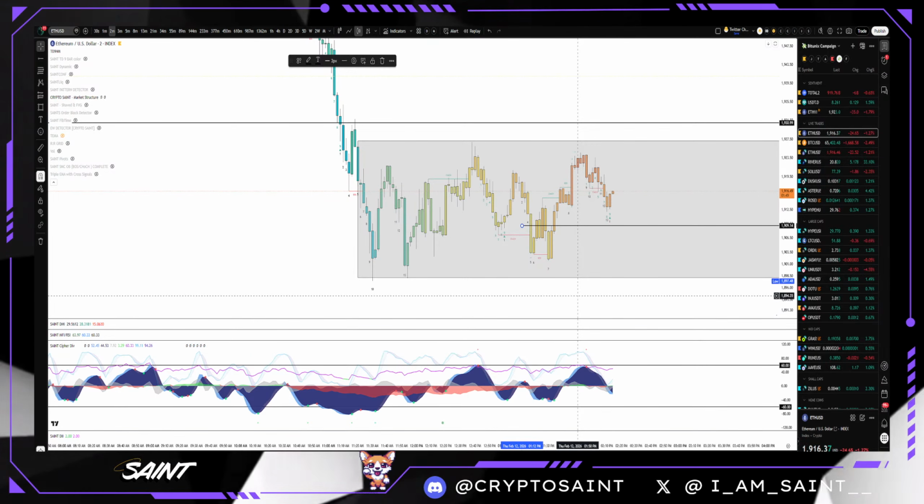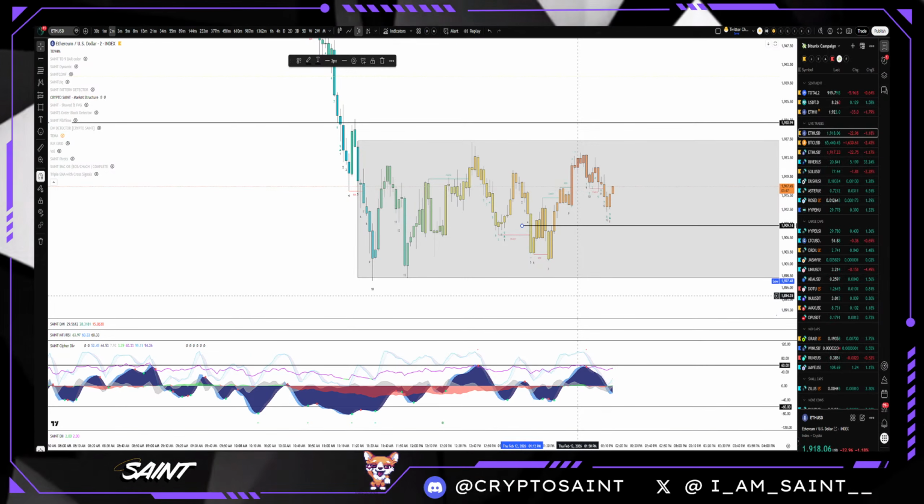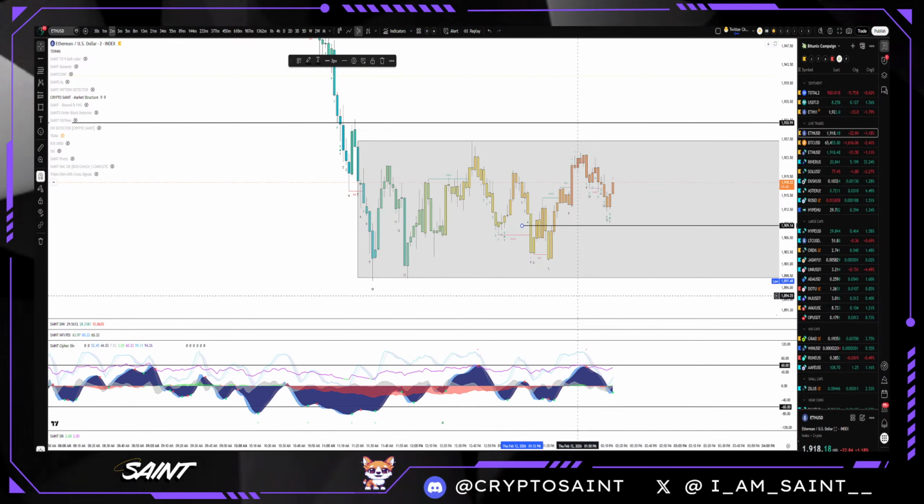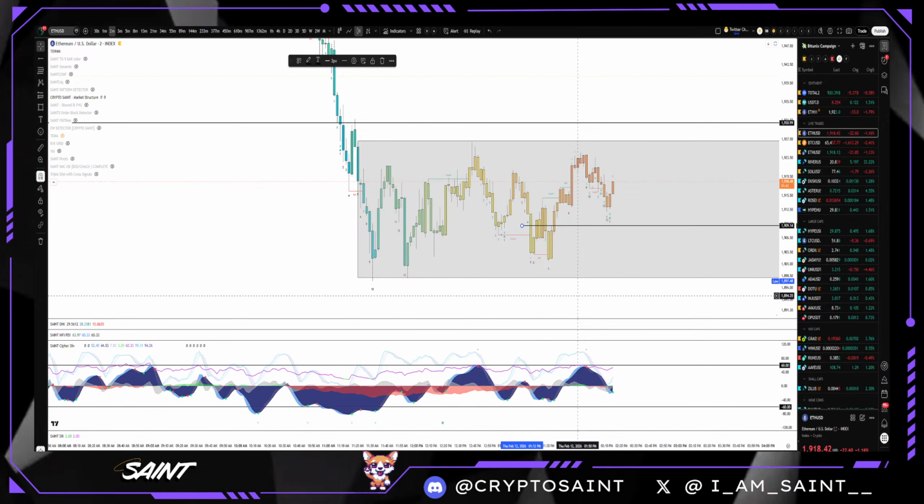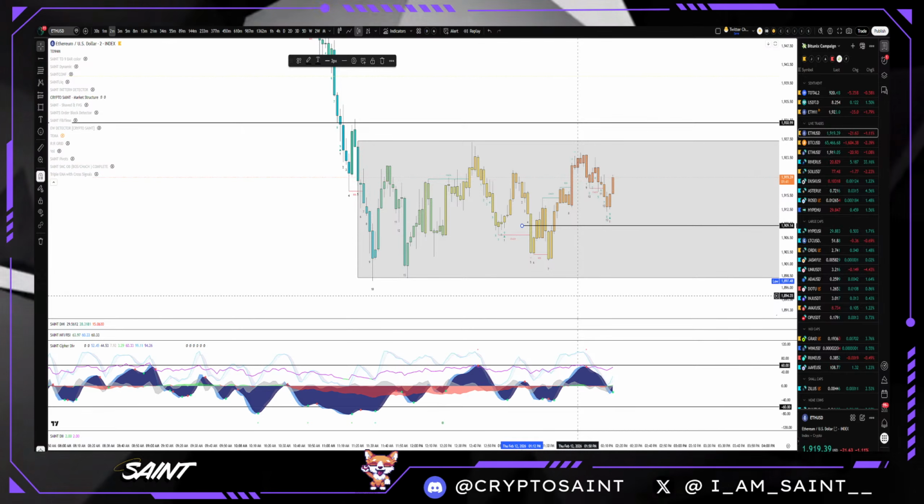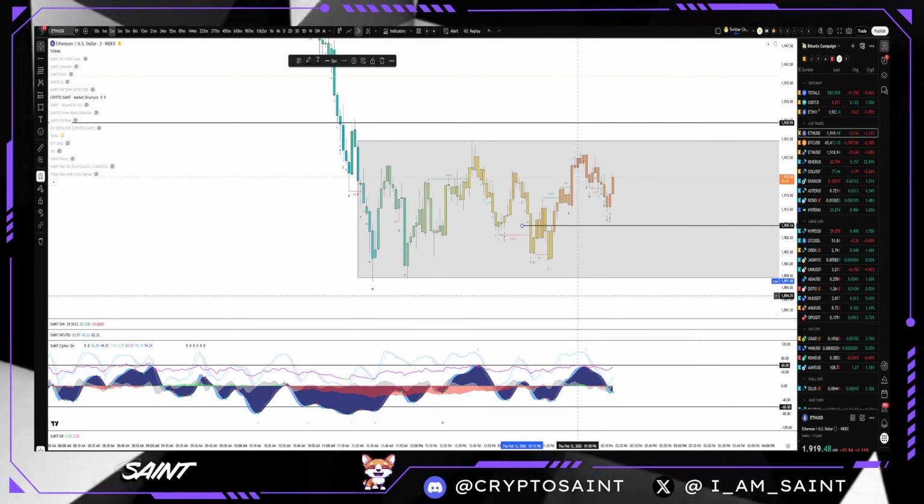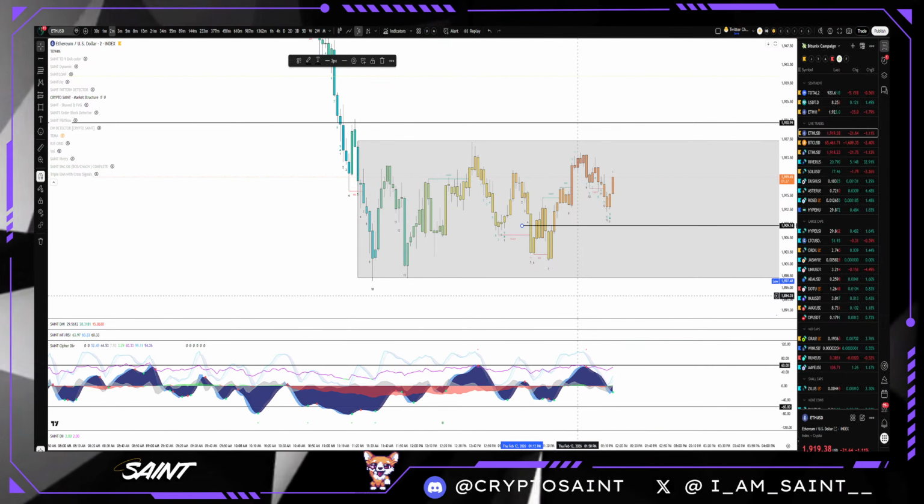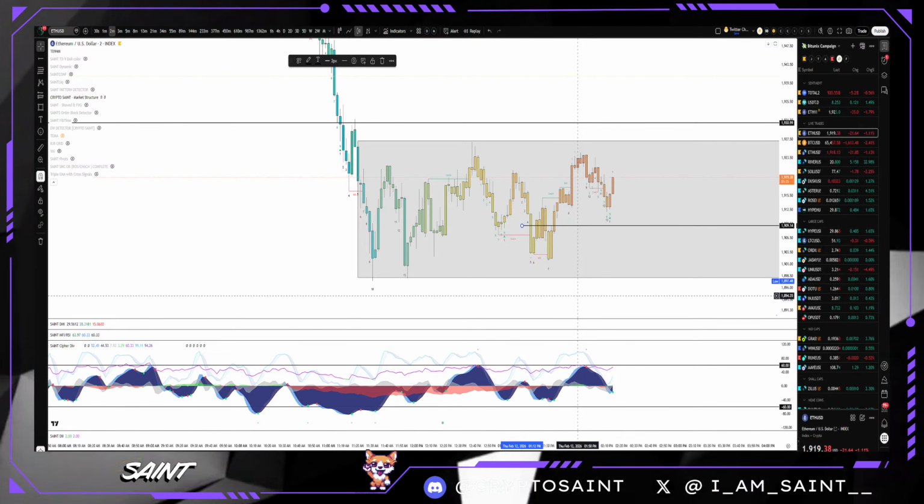Tom Lee is sitting like $9 billion in the red. We got another whale out there that has like a $111,000 position, who's sitting like 5 million in the red. What is that? That is a pullback. Is that your pullback?